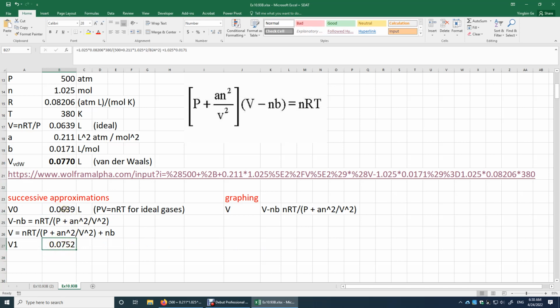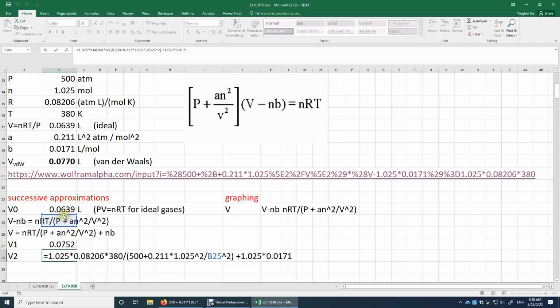It's bigger than the initial approximation, and it's smaller than the result from Wolfram Alpha. Well, we're going to have to do successive approximations until the last two values are exactly the same. So I'm going to do this. This time, I'm going to copy this equation here.